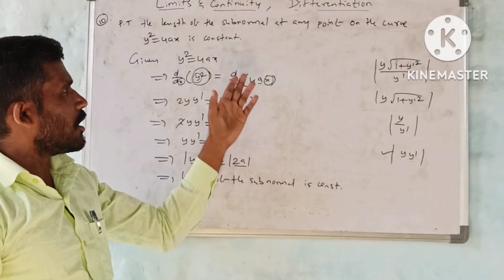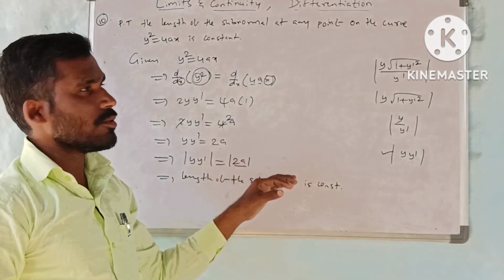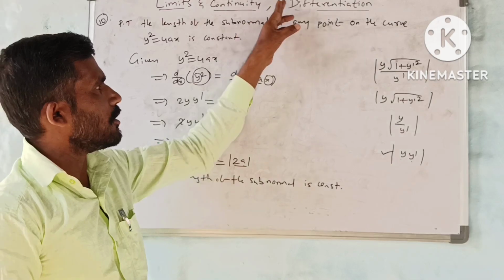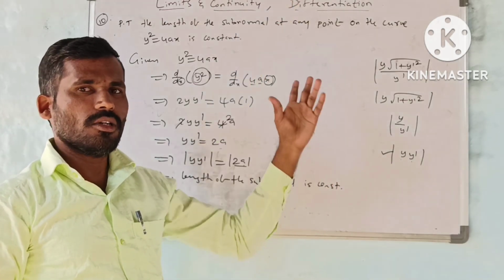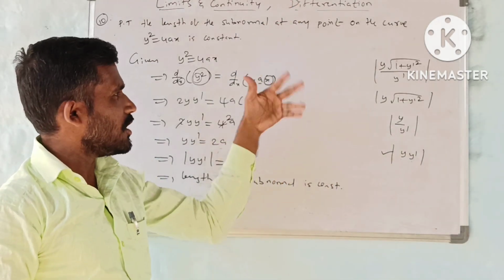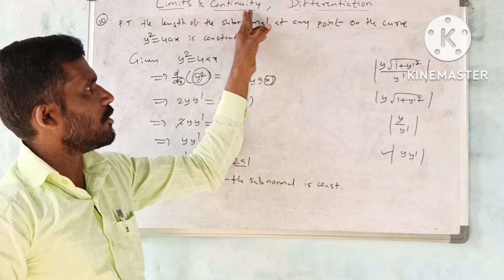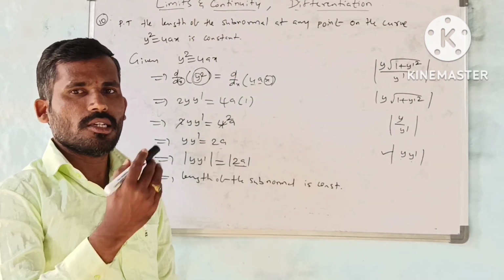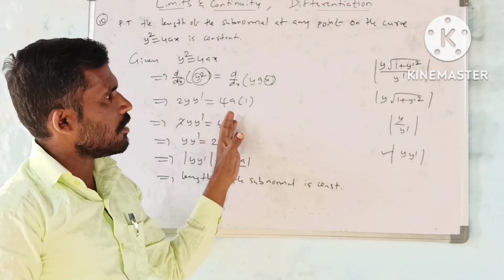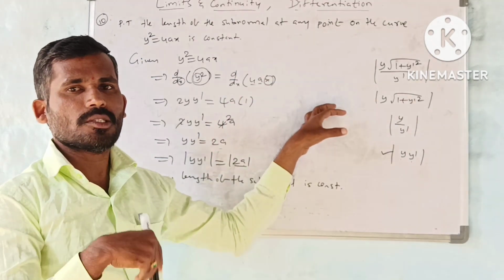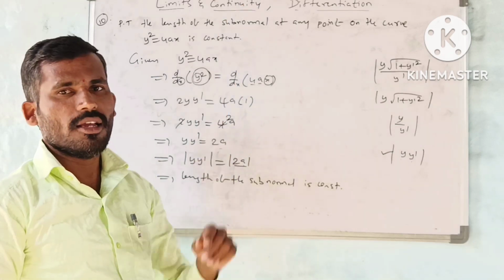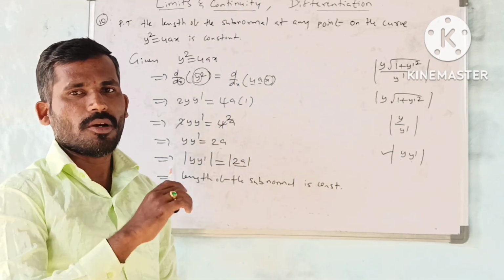Okay? These are the important 2 marks problems in limits and continuity and differentiation. Not only this problem, with the use of this knowledge you can solve any problem in limits, continuity and differentiation if you understand. You have to remember all the principles in differentiation and limits and continuity. Then only is it possible to solve them.